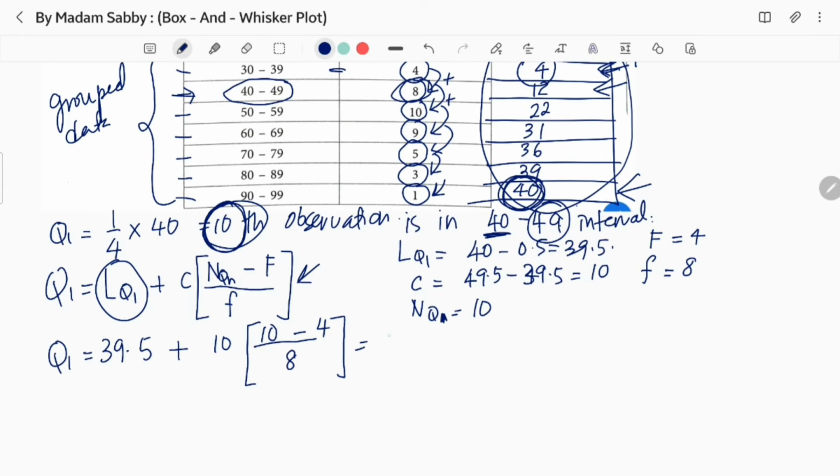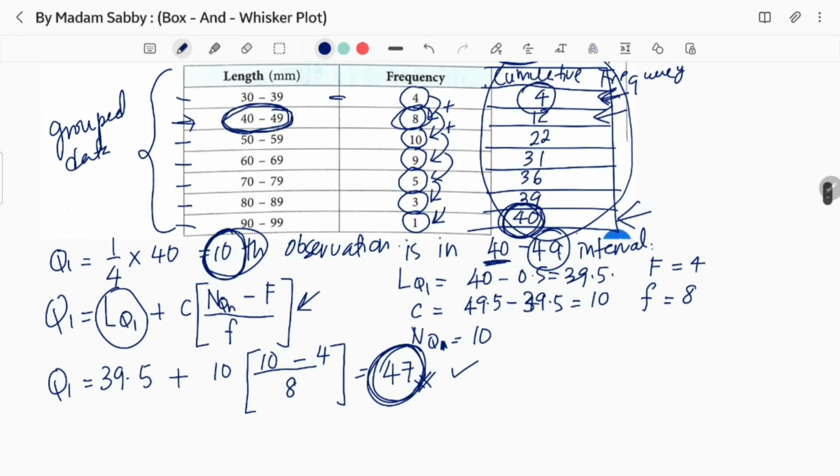Okay, so it's equivalent to 47. So therefore, your first quartile is 47. And as you can see, this 47 still belongs to the same class interval, which is between 40 to 49. So that means the Q1 that you calculated is correct.